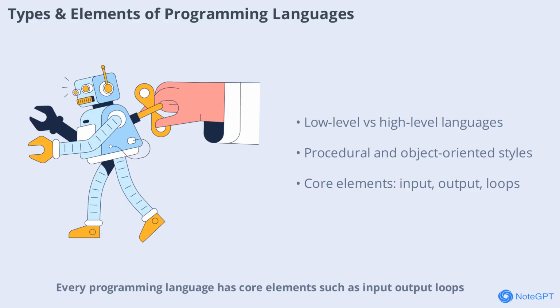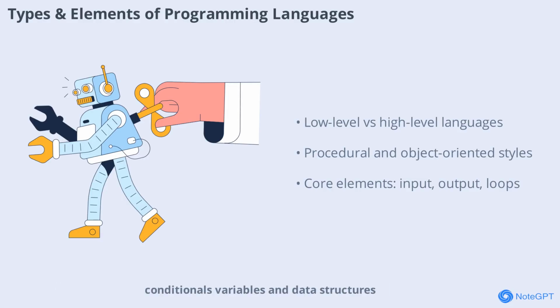Every programming language has core elements such as input, output, loops, conditionals, variables, and data structures. These elements help programmers control the flow of a program and manage data efficiently. Understanding these elements is crucial for writing effective and maintainable code.